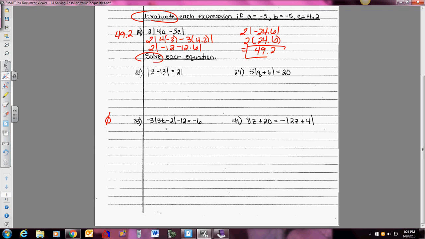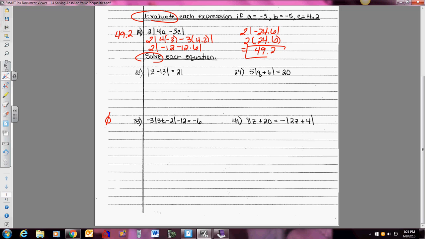Step 1, are the absolute values alone? No, they're not. What's in the way? This negative 3 is in the way, but so is the negative 12, right? We have to get rid of one of them first. It matters which one.